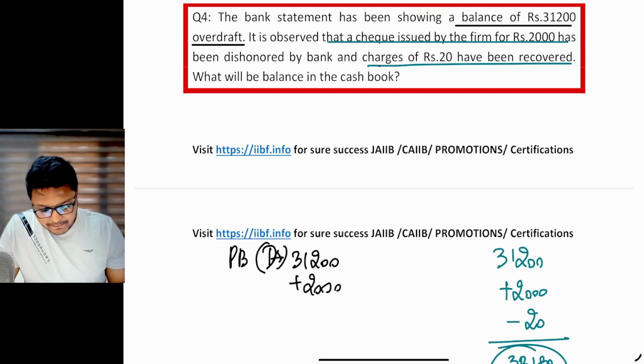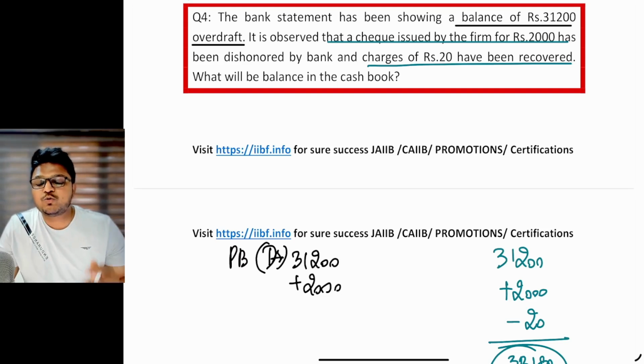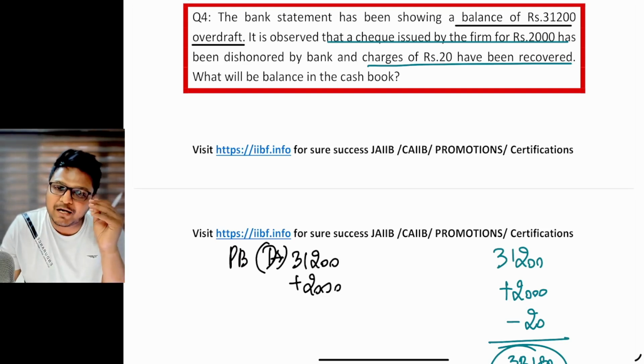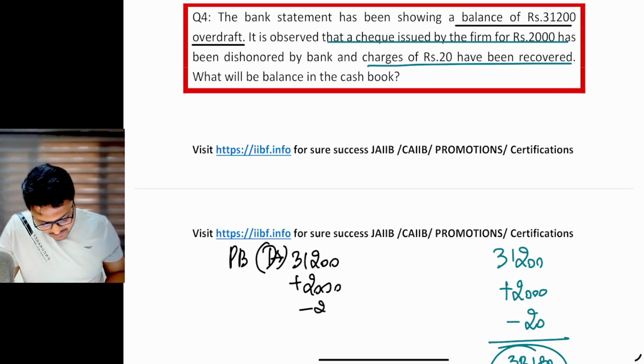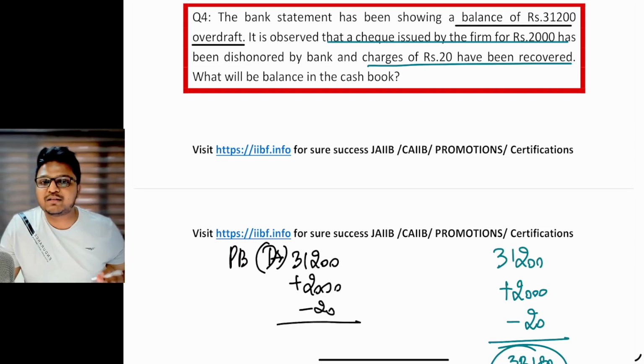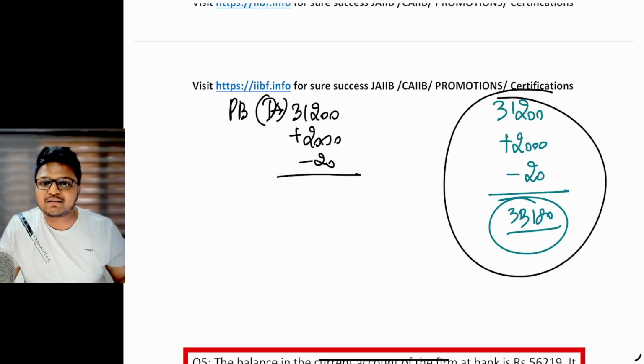And further, bank charges have been charged, right? Rupees 20 have been charged. So what would have happened? The passbook balance is much more negative as compared to the cash book balance. So as to reach the cash book balance from the passbook balance, we have to reduce it by 20 again, right? So the same thing is going to happen and we are going to get the same answer. So this formula is foolproof. You just need to memorize the table, that's it.